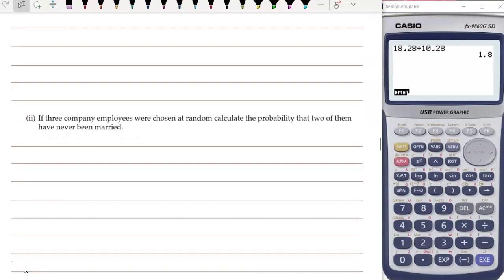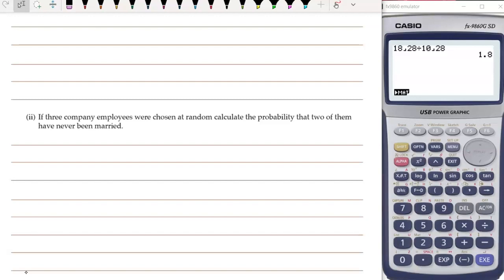Okay, if 3 company employees were chosen at random, calculate the probability that 2 of them have never been married. So the way this could be achieved, it could be the first one's married, the second one's never married, the third one has. Or we could have never married, married in the middle, never married. Or the married one getting picked first, and then never married, never married.